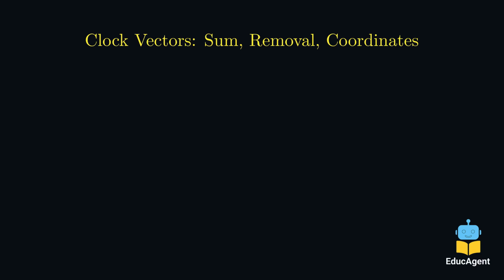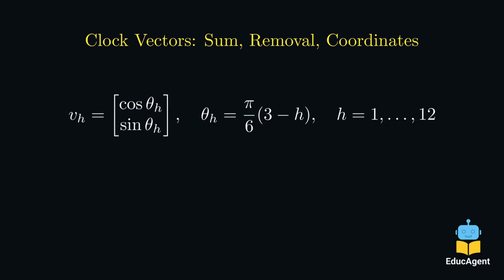Here's the problem we'll solve today. Place the clock center at the origin. Each hour h corresponds to a unit column vector, v sub h at angle theta sub h equal to pi over 6 times 3 minus h. So 3 o'clock is at 0 degrees, and 2 o'clock is at 30 degrees.